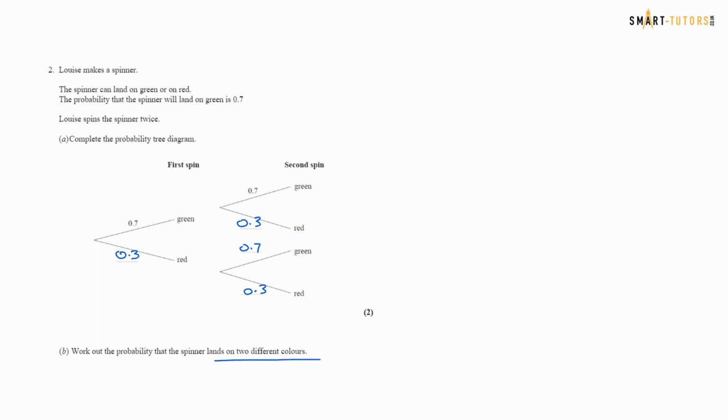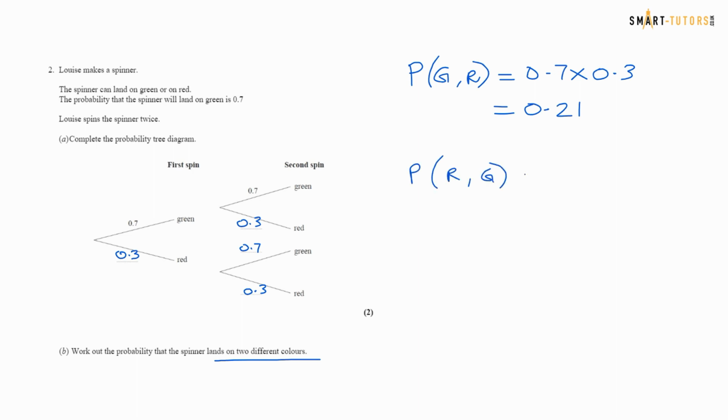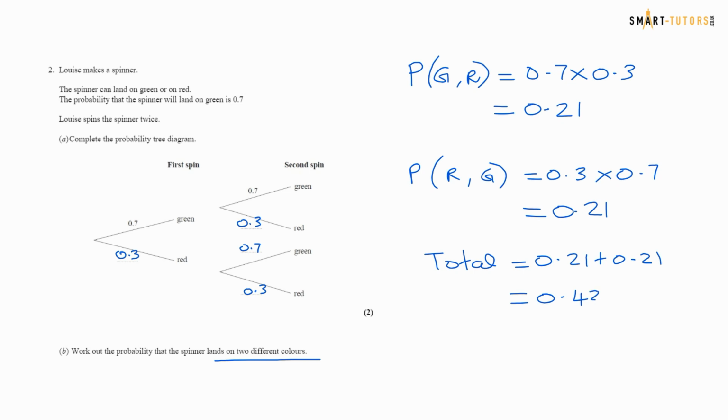2 different colors means green and green is not going to count. So green and red. So probability of green and red is 0.7 times 0.3, which is 0.21. Probability of red and green is 0.3 times 0.7 is 0.21. So for the total, you need to add them up. 0.21 plus 0.21 is 0.42. That is the answer for question number 2.